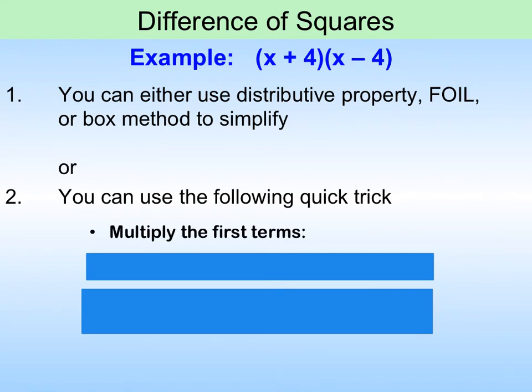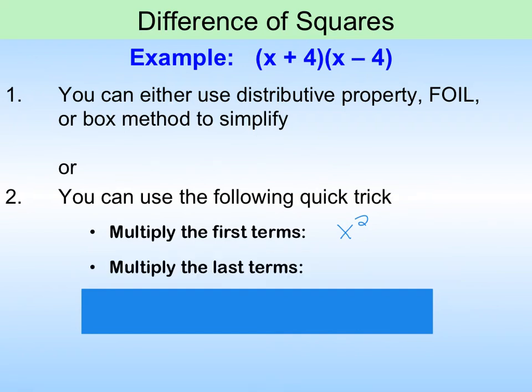So in this case, that would be x times x, and x times x would be x squared. The other part of the shortcut says that you can just take the last two terms and multiply those together, so that in this case is positive 4 times negative 4, which is negative 16.